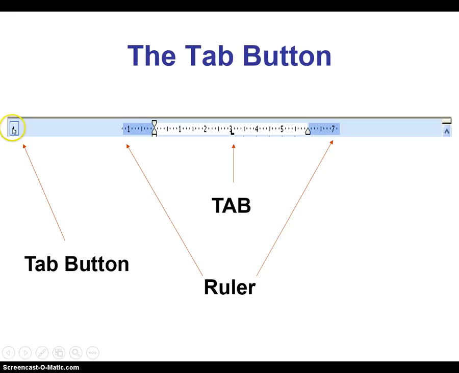Over to the very left of the ruler is what's known as the tab selector, and when you click on that it will change to different tabs. First it shows your left tab. If you click on it again, it would show your center tab. Click again, it will show your right tab. Third time it will show you your decimal tab, and then the next one would be a bar tab.